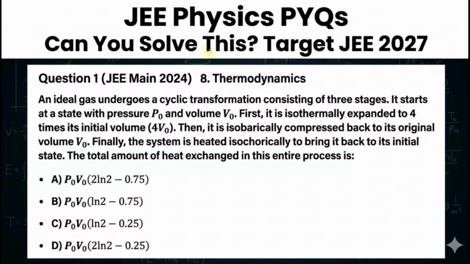Let us solve this JEE Main 2024 Thermodynamics PYQ in the shortest possible way. We have an ideal gas undergoing a cyclic process in 3 stages. The gas starts at pressure P0 and volume V0. First, it undergoes isothermal expansion from V0 to 4V0.